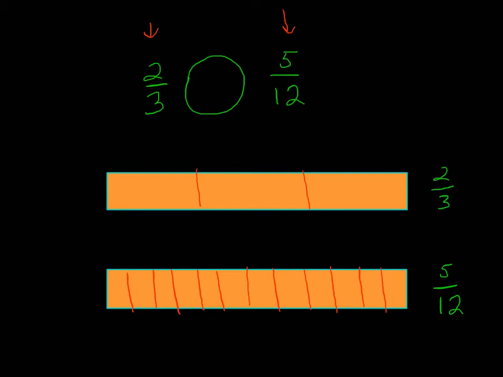Now, I'm going to do some shading so we can do some comparing. 2/3, two of the 3 are going to be shaded in 2/3. Okay, it's 2/3. Now let's look at 5/12. We have 1, 2, 3. Oh, these are small pieces. 4, 5. Notice, I want to call your attention to something on this, where the middle would be, this would be 6.